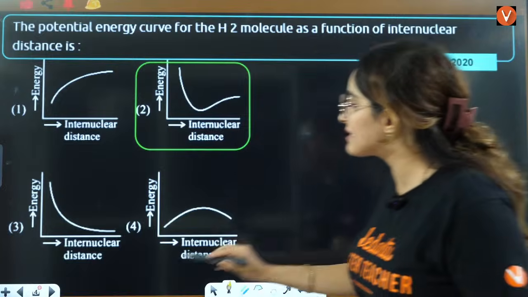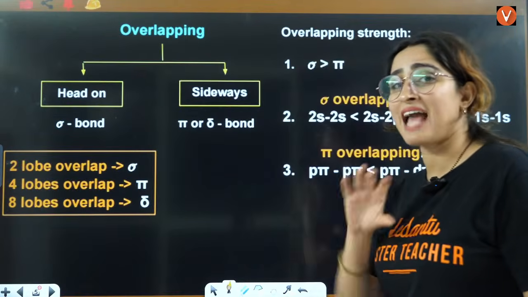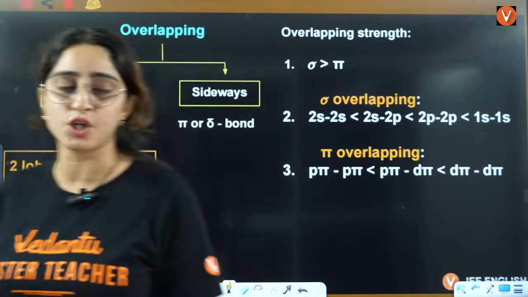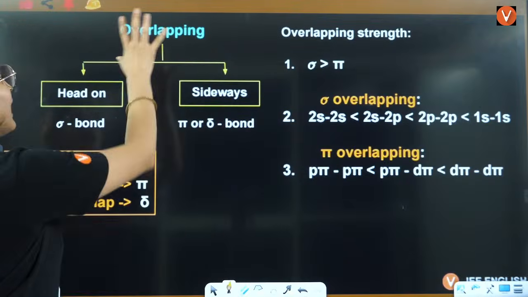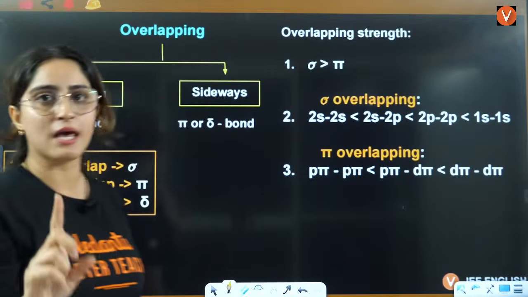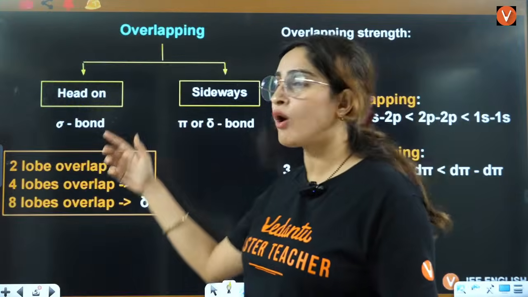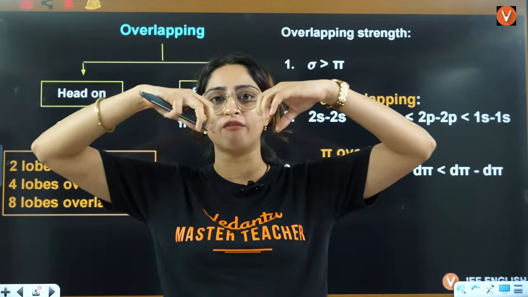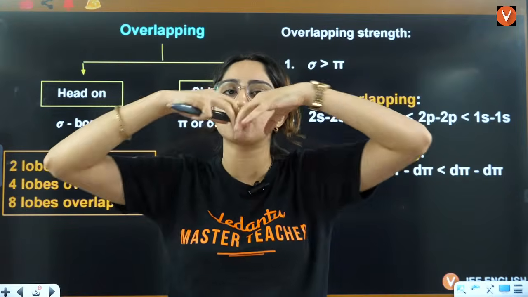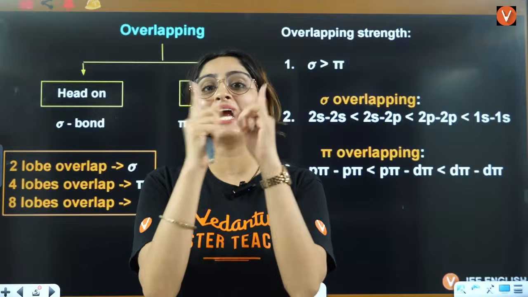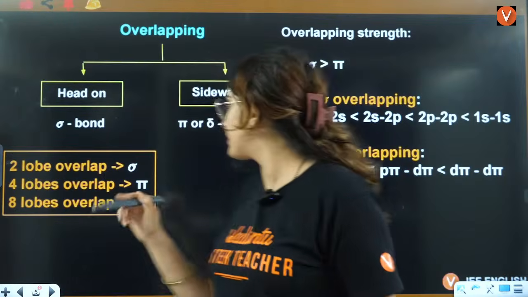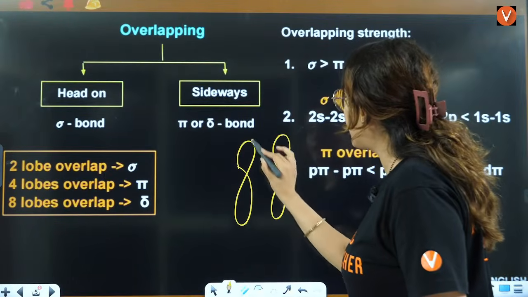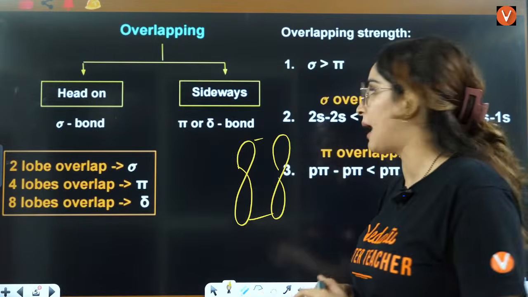Now let's see the next category of questions that they ask you. You must know that overlapping is of 2 types. One is head-on overlapping: you have a lobe here and a lobe here, and they overlap with each other head-on. Then there is sideways overlapping: you have a p orbital here and a p orbital here, and they overlap sideways.